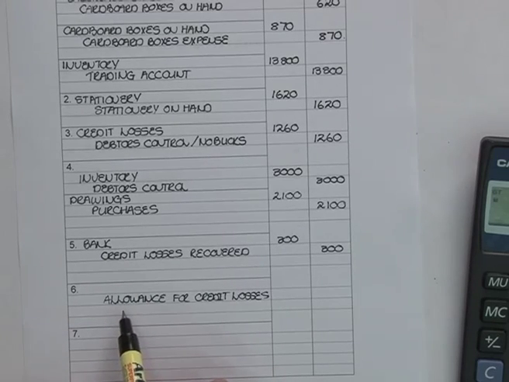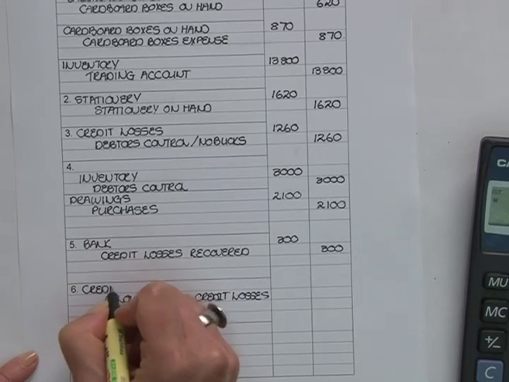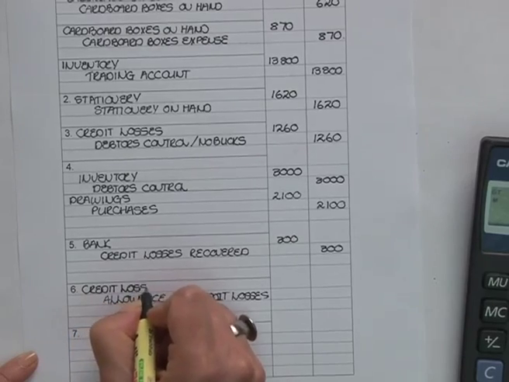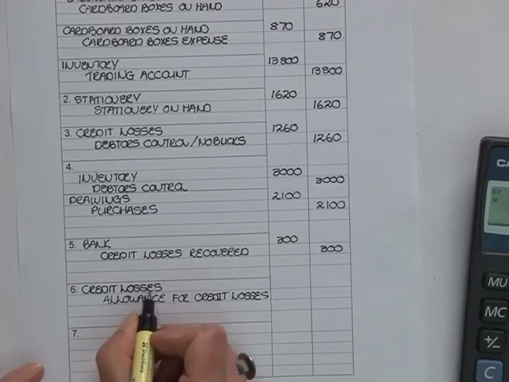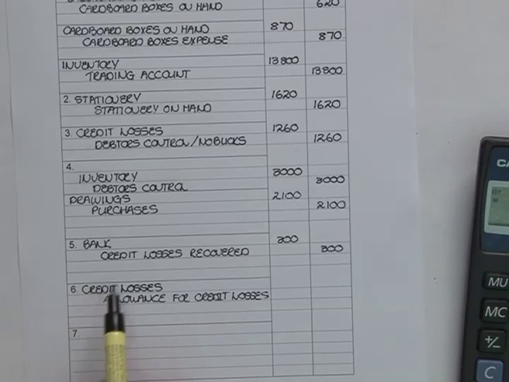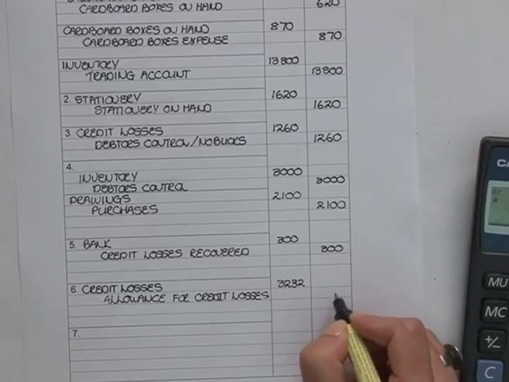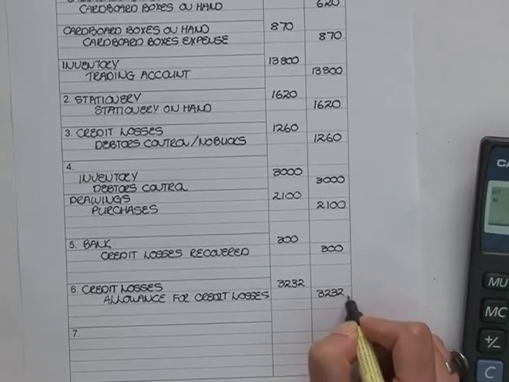That will come in the B part of the question. So we're going to credit the allowance and debit the credit losses. So in your credit losses account at this point, you're going to have your actual credit losses that you've written off during the year, plus this adjustment to the allowance for credit losses. Because I want the total expense incurred. Remember, incurred is accrual concept. So it's the actual credit losses written off plus the allowance for credit losses. And the adjustment that we make, we calculated it as 3,232.